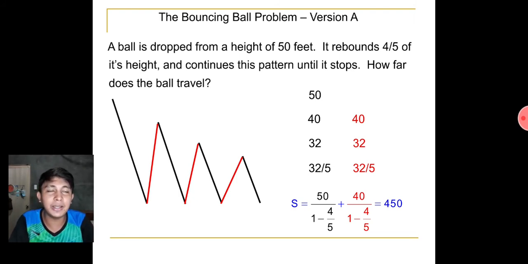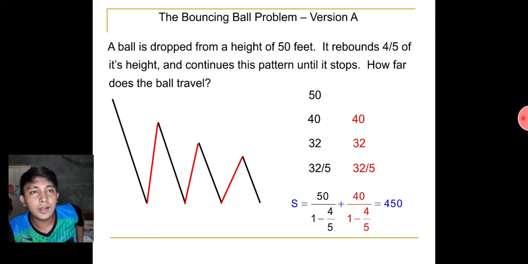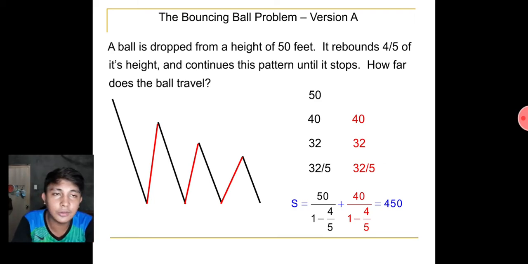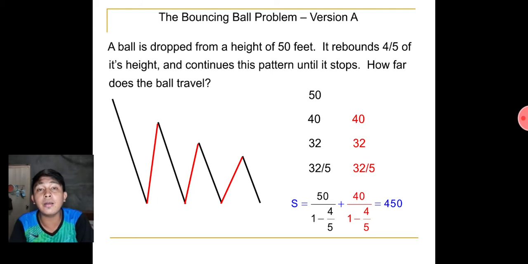So, by substitution, the first term is 50 and r is 4/5. So, upon substitution, we arrive with the sum: the ball travels 450 feet until it stops bouncing. Okay?